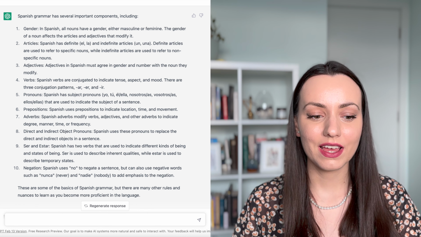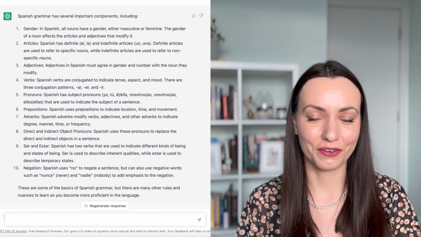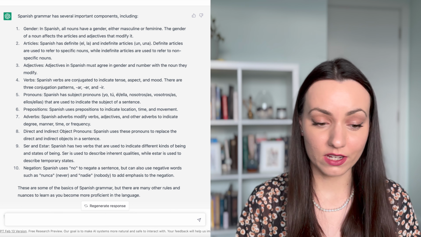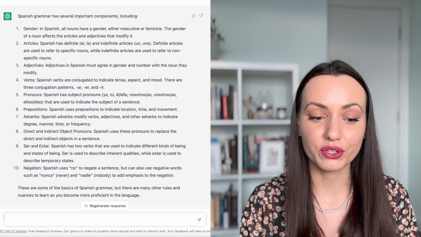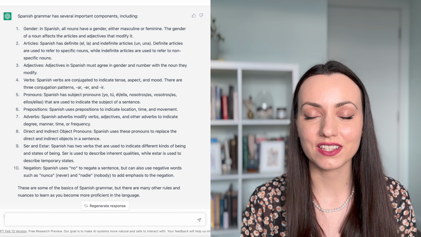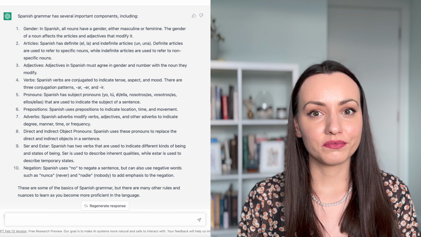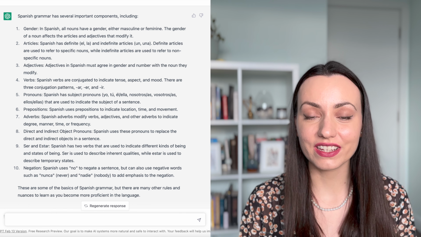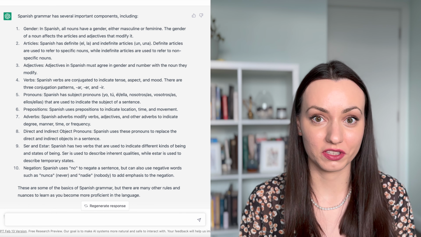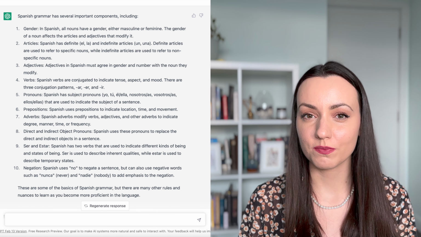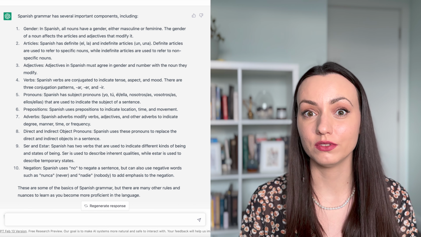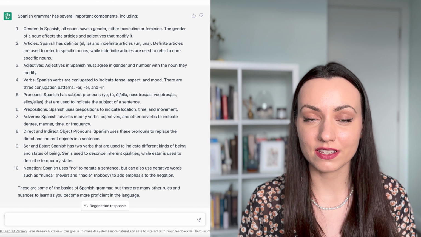This is just to highlight how much is missing from this. So usted, ustedes is missing. Then it also says that they're used to indicate the subject of a sentence. No, they are not. That is not the purpose of subject pronouns in Spanish. Spanish is actually a pro-drop language, which means that you don't need a subject pronoun to indicate the subject. The verb does that for you.